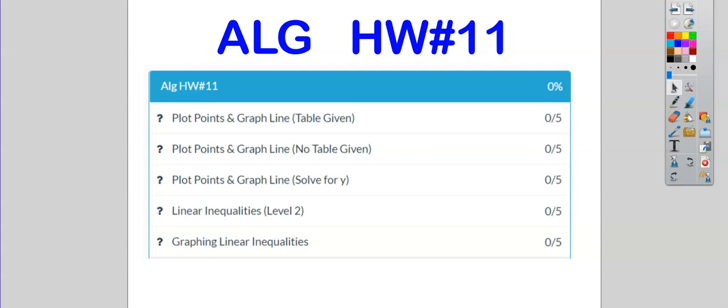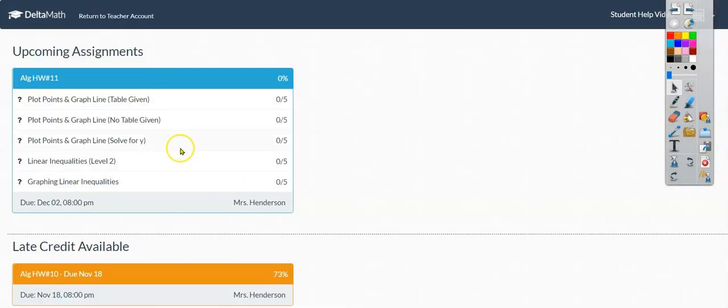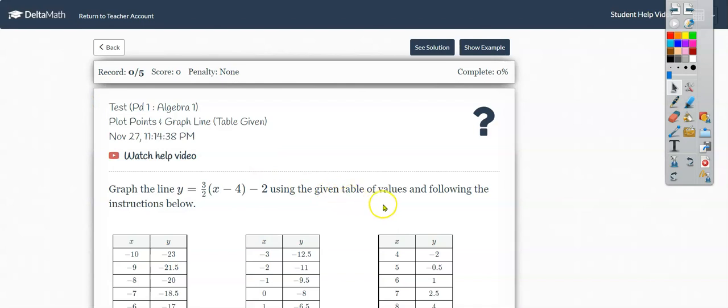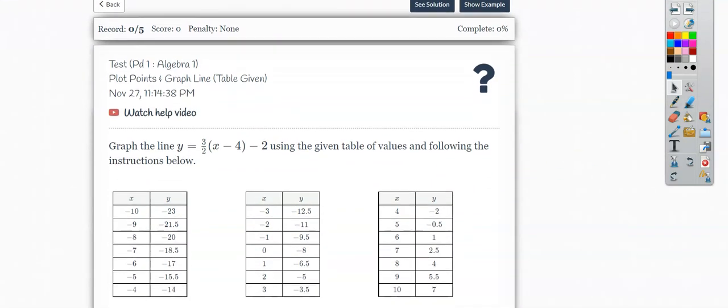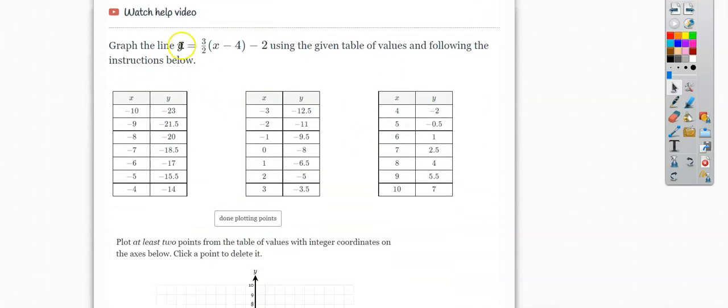Let's take a look at the questions on homework number 11. So the first one is plotting points and graphing lines when you are given the table. Here's the equation of a linear function: 3/2 times the quantity x minus 4, minus 2. You could type this into your TI-84 calculator and generate a table. They've already given you a table.